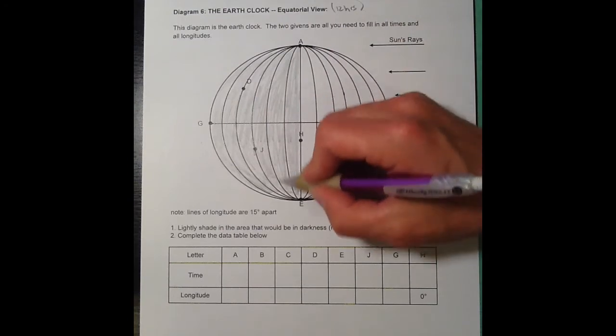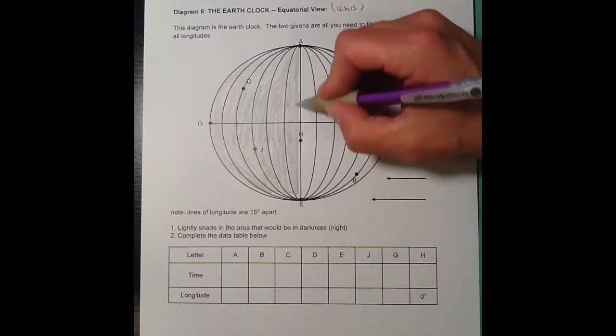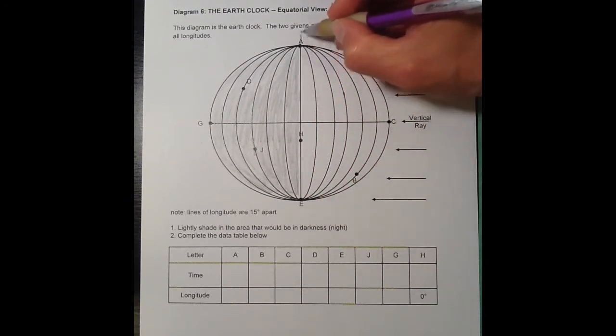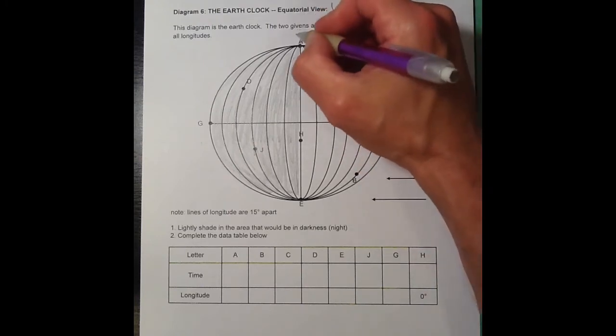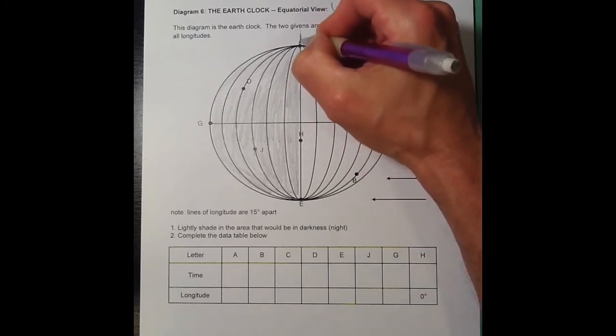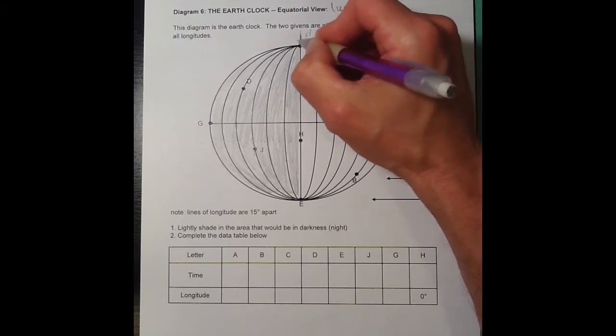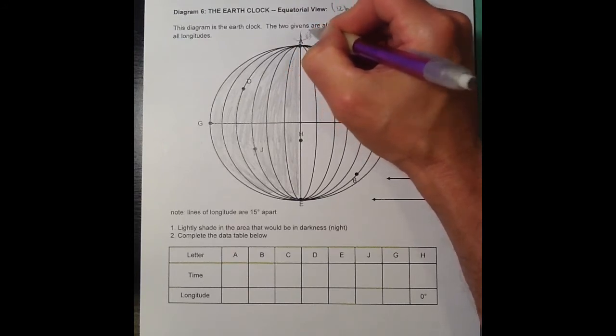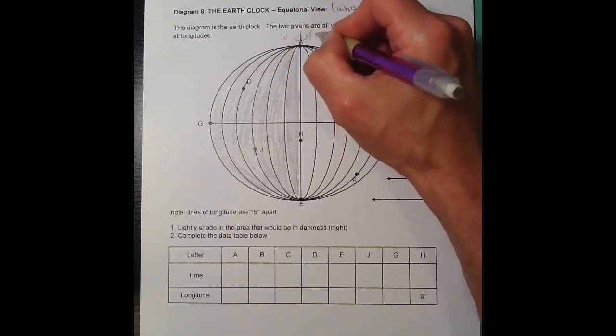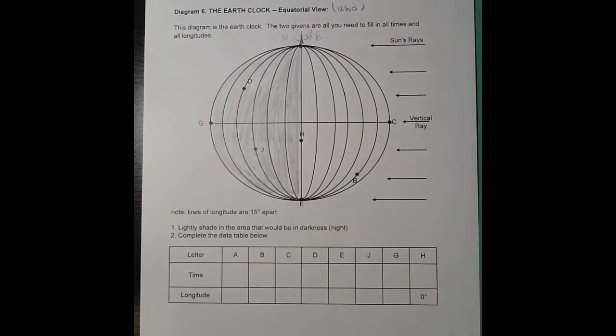You've got to realize which direction the Earth is rotating. This is the North Pole at A, so I'm going to put the axis here, I'm going to put North Pole, and to help me picture this, the Earth is rotating from west to east. Now, we need to complete the data table below.